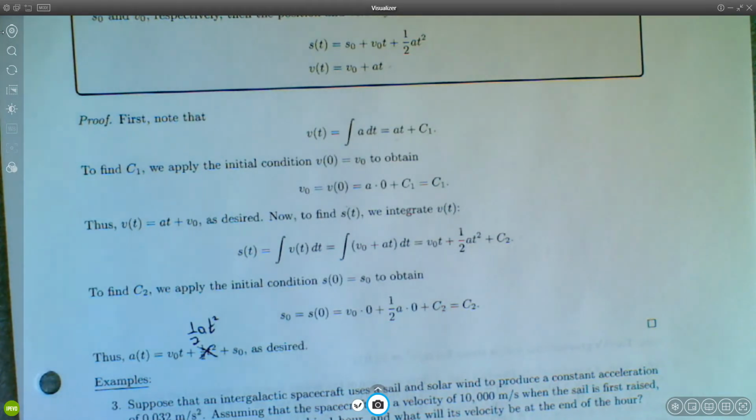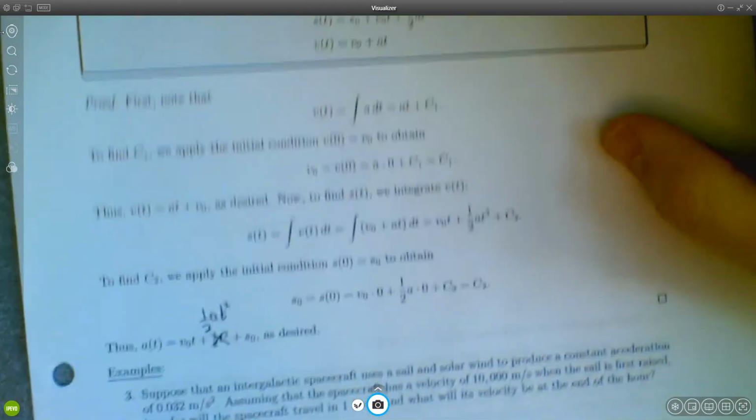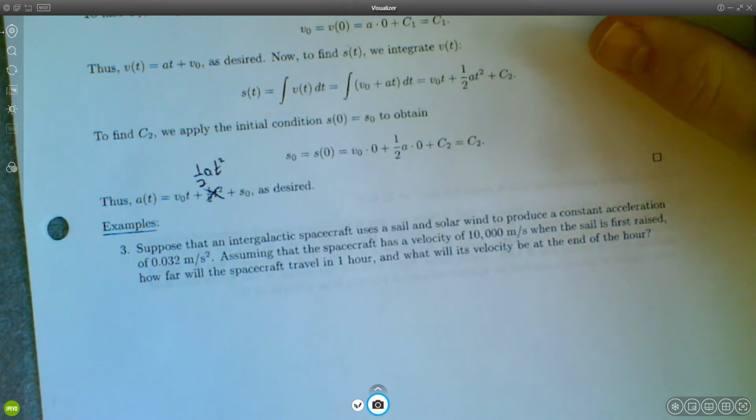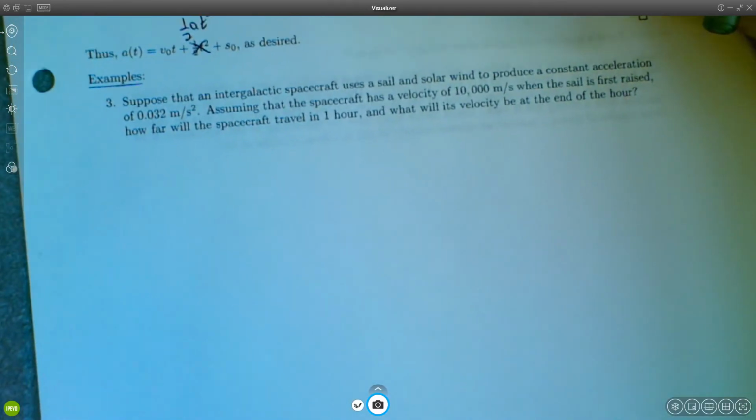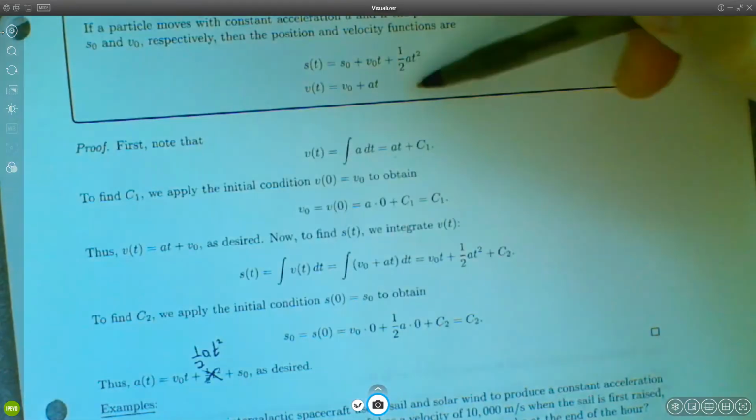So let's practice with this concept, right? As long as the acceleration is constant, I should say. But yeah, as long as the acceleration is constant, then this is going to be the position and velocity functions.